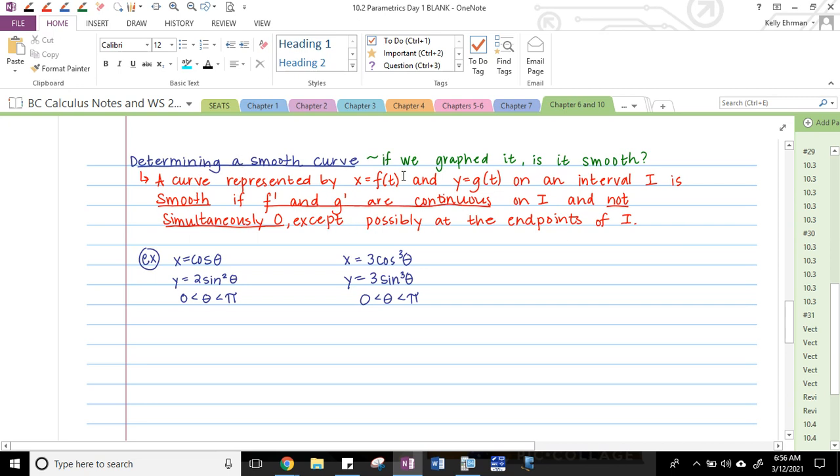We will be able to tell that a parametric equation or a curve is smooth on some interval if f prime and g prime are continuous on that interval and not simultaneously 0, unless that's happening at the endpoints. The endpoints don't matter. So what we're saying is, if your interval is 0 to 5 and f prime and g prime are both equal to 0 when x is 2, then no, that's not a smooth curve.